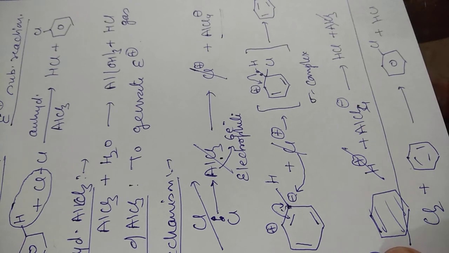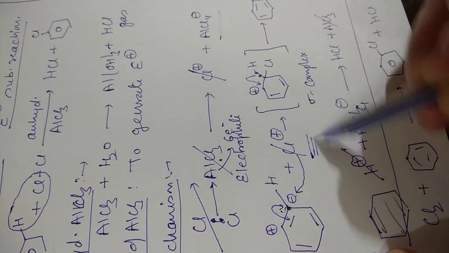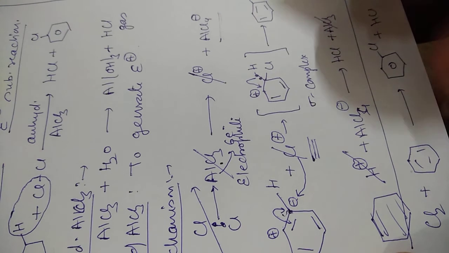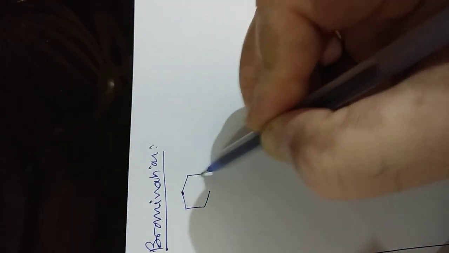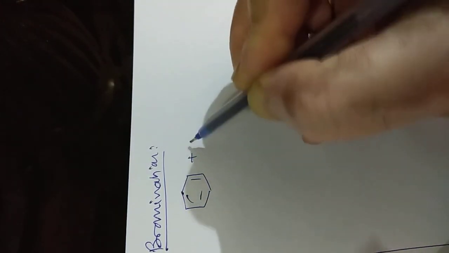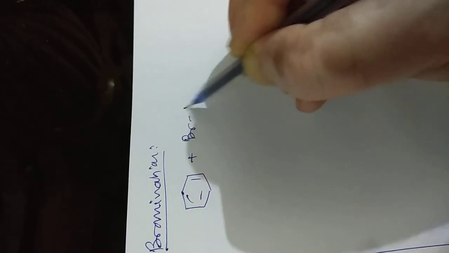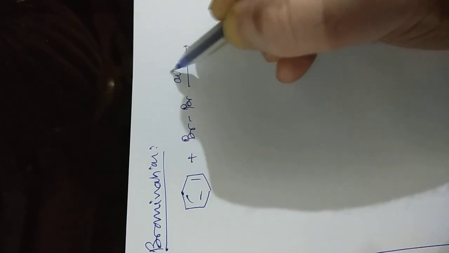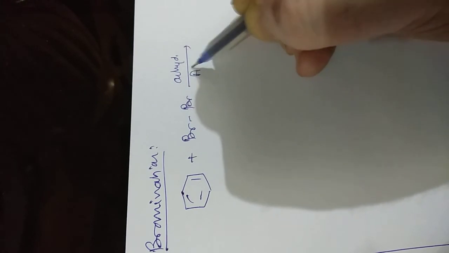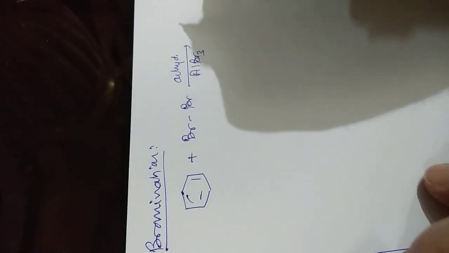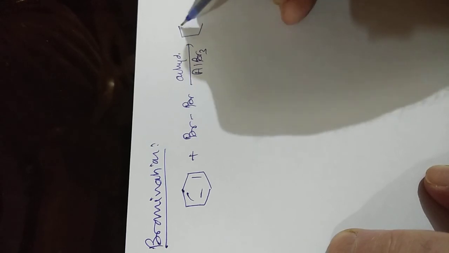In this way, we can write all kinds of mechanism. The only difference will be that the electrophile will be different, like we do for other reactions also. Suppose we are doing bromination. What will happen in bromination? Benzene, when treated with Br2 in presence of anhydrous AlBr3, what will happen?